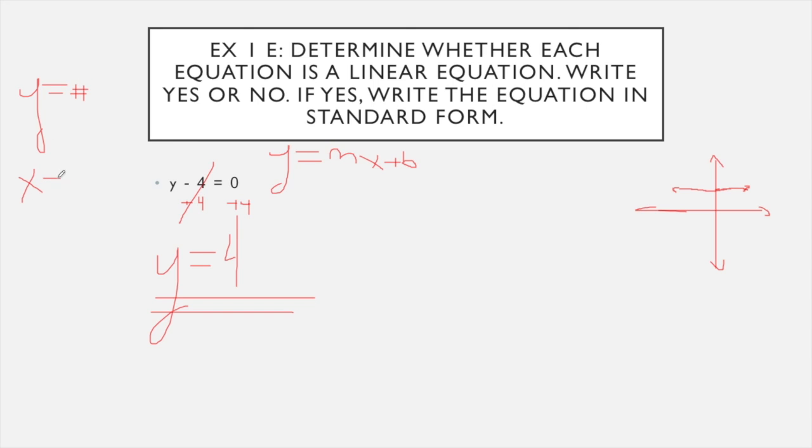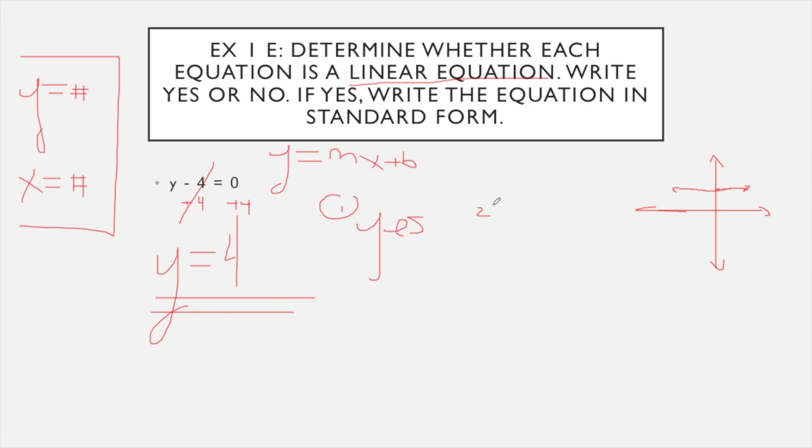Anything that says x equals some number is a vertical line. So keep those two things in mind. They're actually simpler, and they are always lines. So if you see anything like that, is it a linear equation? Yes. That answers the first part.